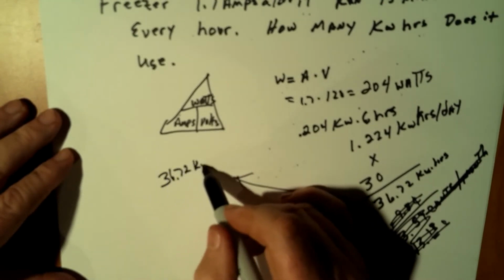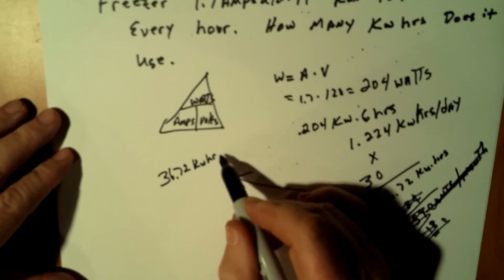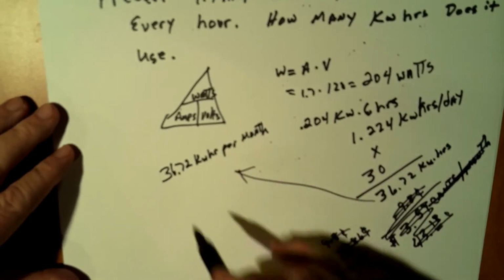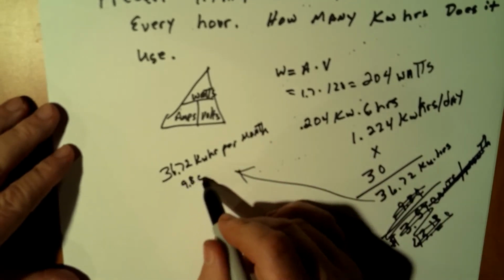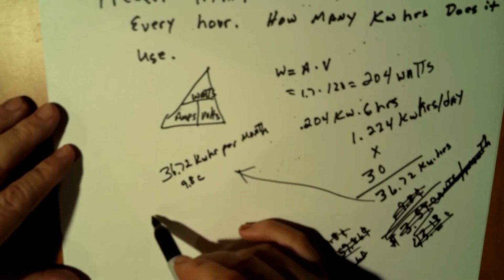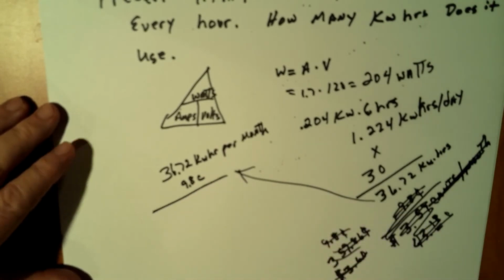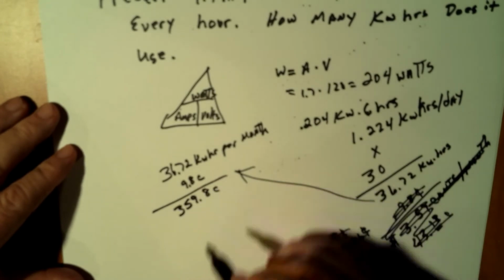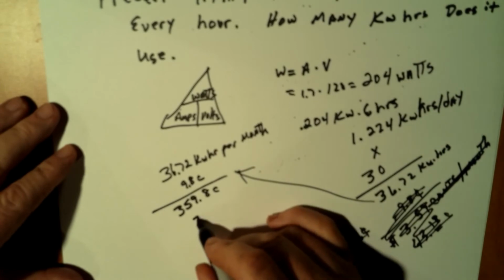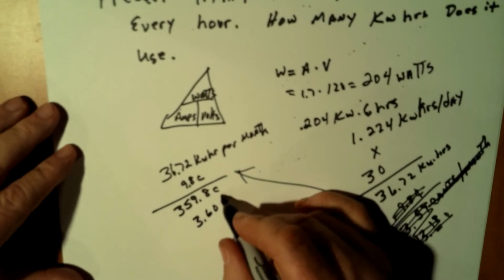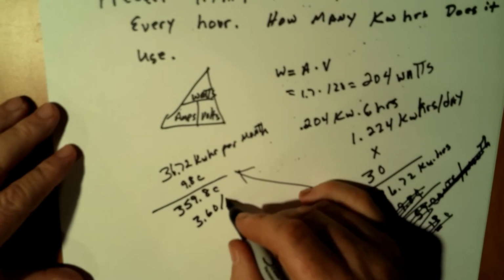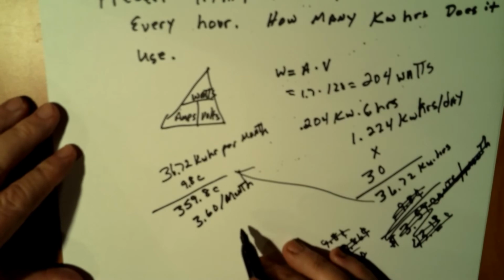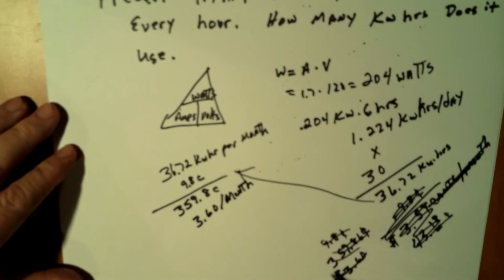there's 36.72 kilowatt hours per month. Times 9.8 cents. If we do that, that gives us 359.8 cents, or in other words, $3.60 per month. That is what that freezer costs me to operate at my current energy rate.